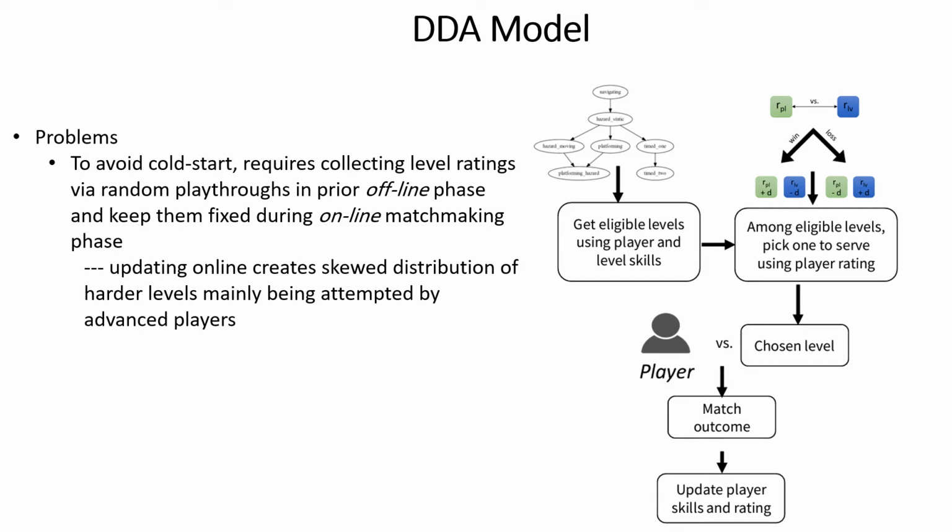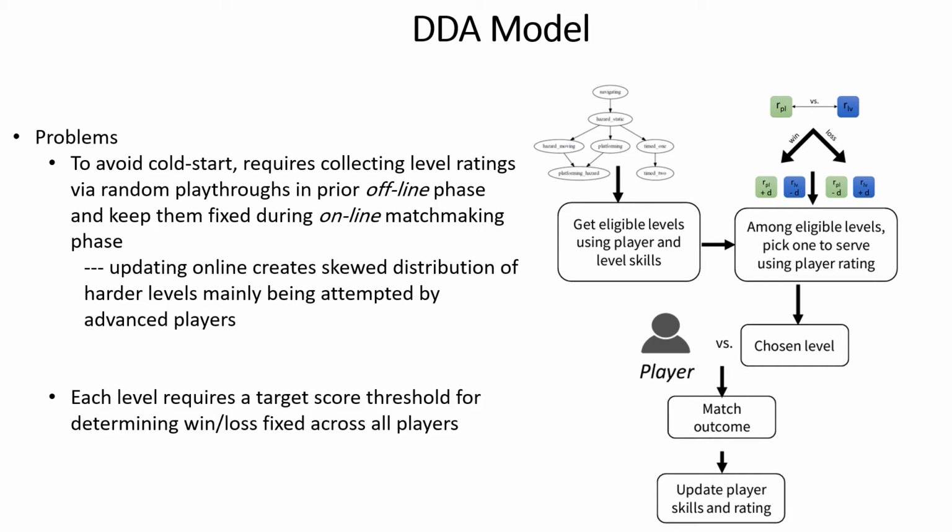Now, while this model has been shown to be effective for difficulty balancing in HCGs, it does suffer from a couple of issues. First is that level ratings need to be gathered in a separate offline phase prior to matchmaking via a large number of playthroughs of levels served randomly, and then after that these ratings have to be held fixed during the actual online matchmaking experiment. If we start these level ratings from a default value and try to update them over the course of matchmaking, we end up encountering this cold start issue where level ratings don't accurately capture the difficulty of the level. So we run into situations where the more difficult levels are played mainly by the more advanced players, and so these levels end up with lower ratings because of the skewed distribution of players that played them.